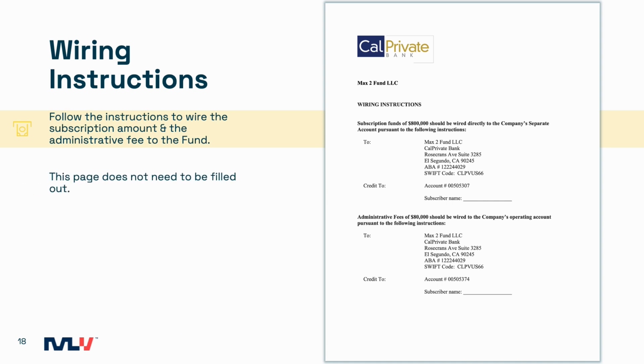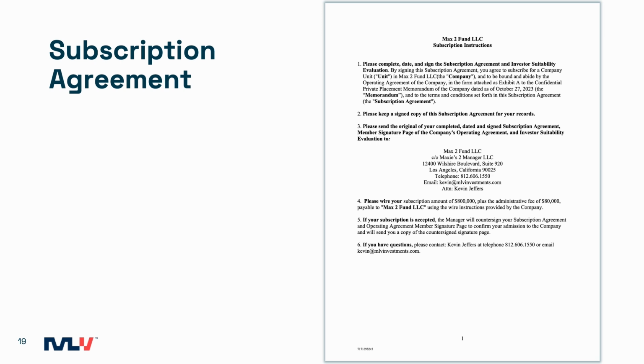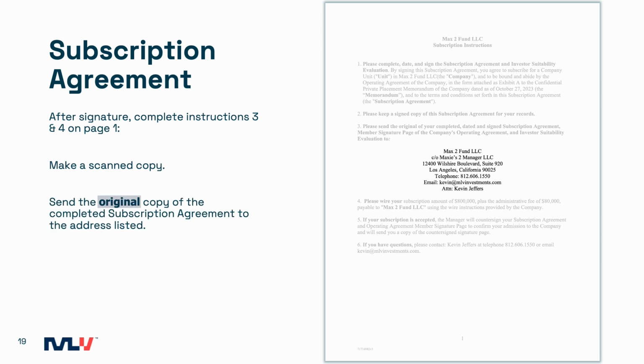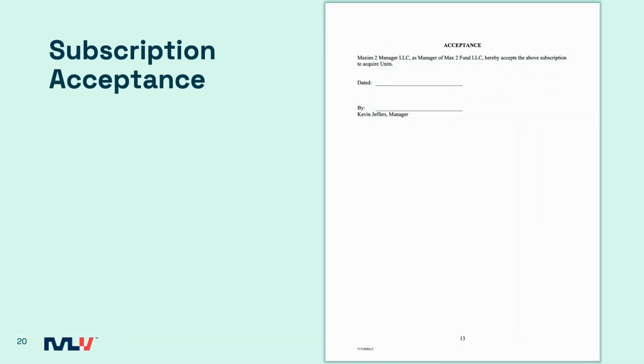This page does not need to be filled out. It is just for reference. Make sure to include the investor's full name in the note or memo section of the wire. After completing the subscription booklet, make a scanned copy of the subscription booklet. Mail the original signature booklet with signatures to the EB5 fund manager at the address listed on page 1 of the subscription agreement. The scanned copy should be emailed to aaron@mlvinvestments.com.